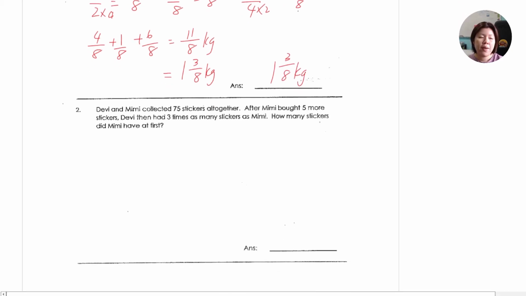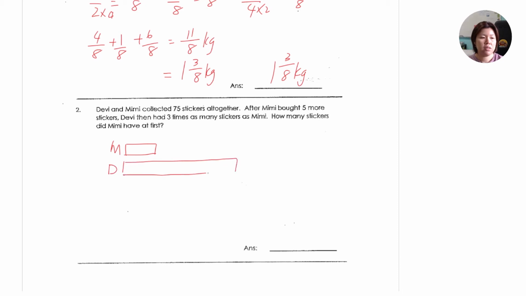Next, Debbie and Mimi collected 75 stickers altogether. After Mimi bought 5 more, Debbie then had 3 times as many as Mimi. So Mimi has fewer than Debbie. Debbie didn't buy anything, and since she has 3 times as many as Mimi after Mimi bought 5, I need to put back the 5.